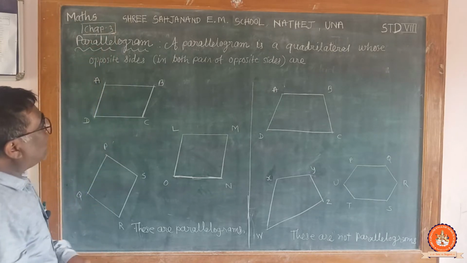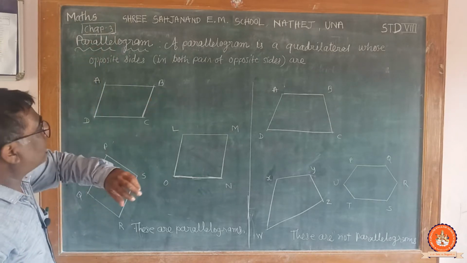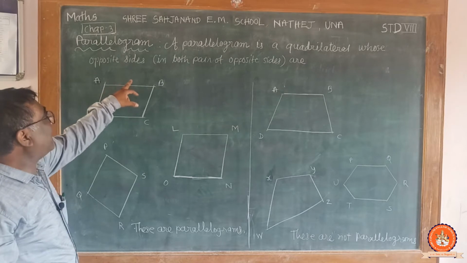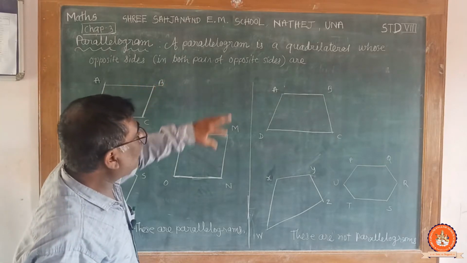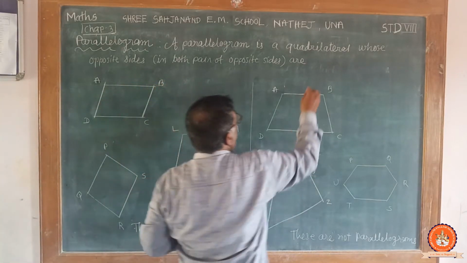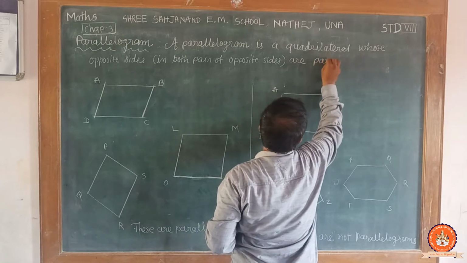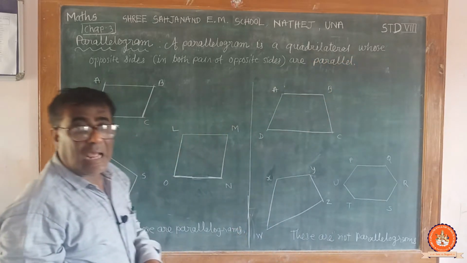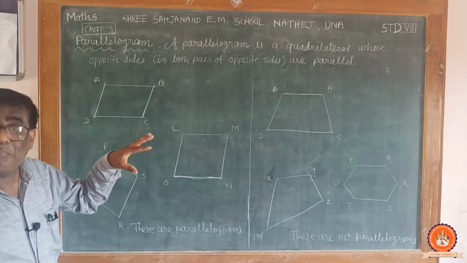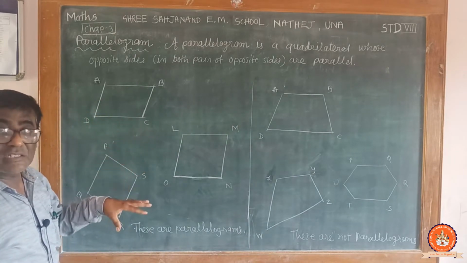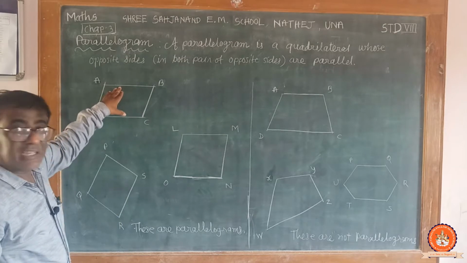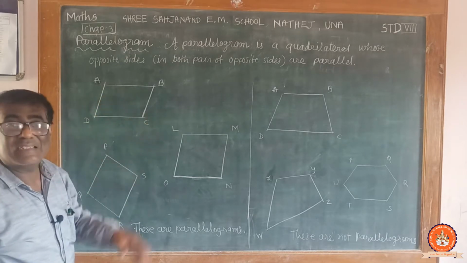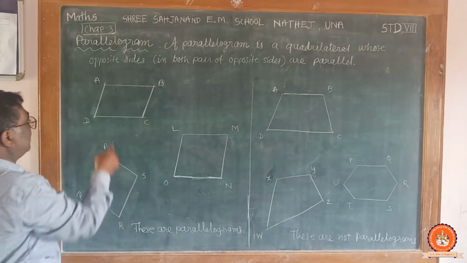Now parallelograms. A parallelogram is a quadrilateral in which both pairs of opposite sides are parallel. So a parallelogram is a type of quadrilateral in which both pairs of opposite sides are parallel to each other. Look at it.